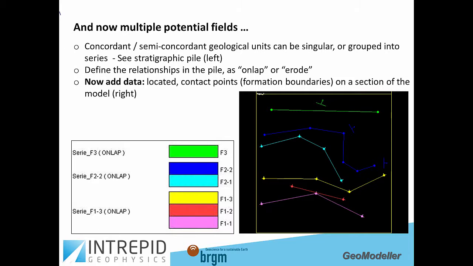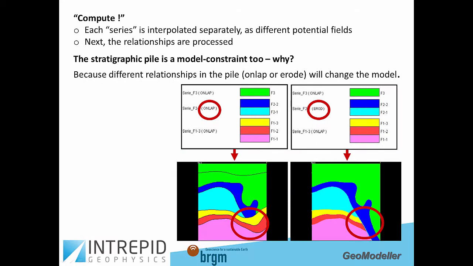The view on our right is a cross-section whereby we're starting to add observations for the boundary locations, let's say known locations for the bottom of the green formation F3, together with a piece of dip data for that F3 series. When we've satisfied the minimum requirement of contact data and dip per formation, we're able to compute that formation. Each series in the pile is interpolated separately, and then the relationships between are processed.